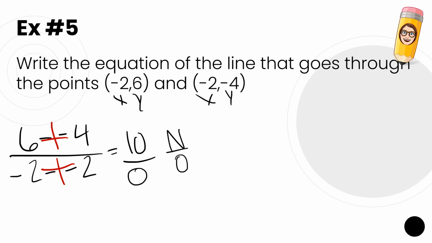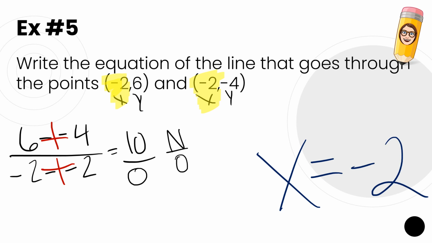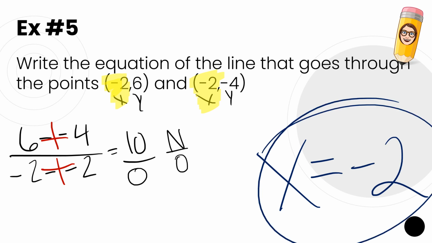This is what I like to call a no. It's undefined. Wait. If it's undefined or if there's a 0, this is special. Go back to the beginning. What's special about these points? The x's are -2, just like we've talked about before. If the x's are all the same, that's your equation. The x equals the number is your equation.